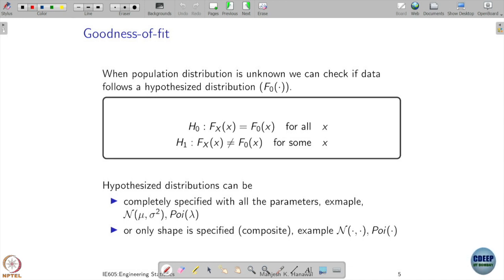Suppose we want to check whether observed samples follow certain distributions. Then we need certain tests to check whether they follow the given hypothesis, or distribution, which is taken as the null hypothesis. Those tests we are now going to call goodness of fit tests. Basically, we want to check whether the samples we observe follow a given distribution, and we want to check the goodness of that fit.